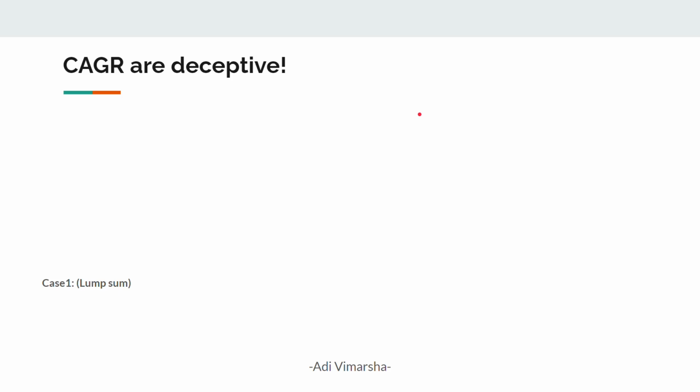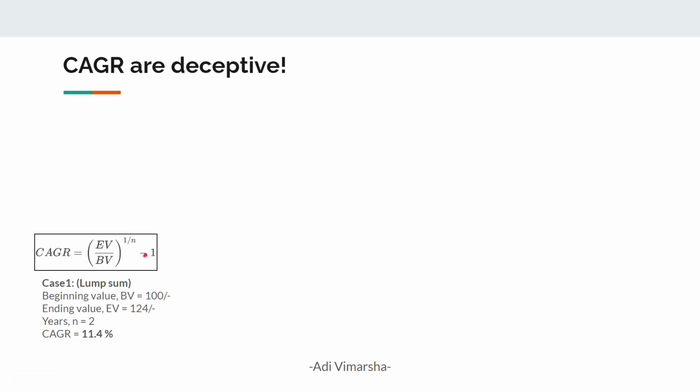So for that, let us take case 1 as the lump sum case. We have our beginning value as 100 rupees and the ending value as 124 rupees, and it has increased to this end value in 2 years. It is very easy to calculate the CAGR return using this formula, and that comes out to be 11.4%.